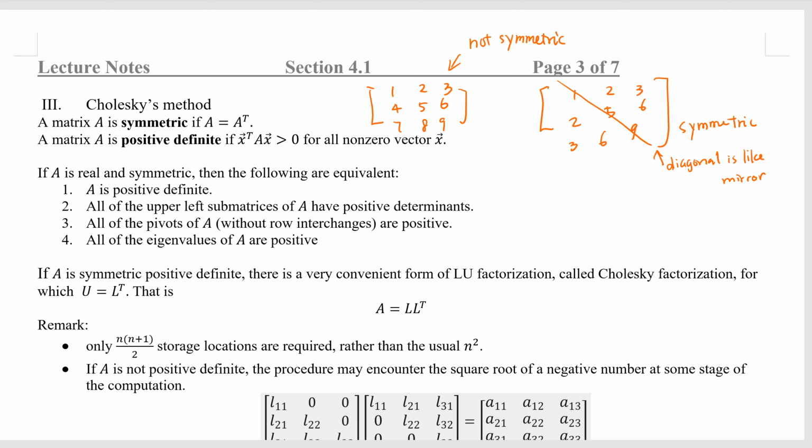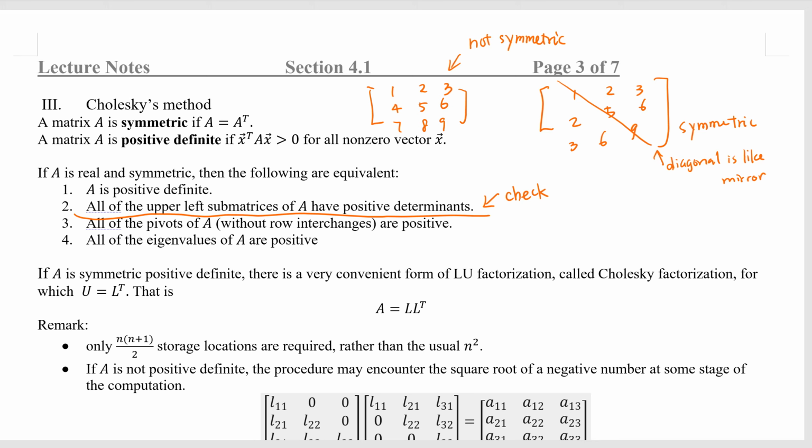Okay, so we know all 4 of them are equivalent. But which one shall we check? Well, we check this. This is the easiest to check, okay? Because given any matrix, we can compute the determinants. And we can also compute the upper left submatrix determinants. Alright, so we will do some examples in the next videos, okay?